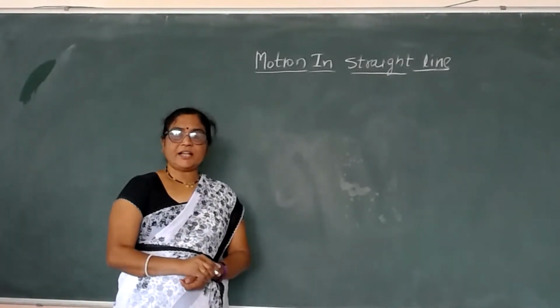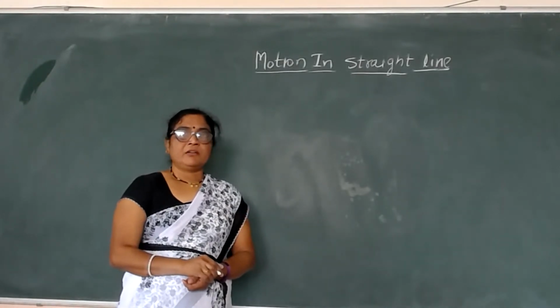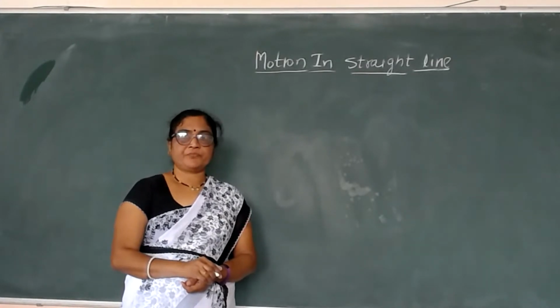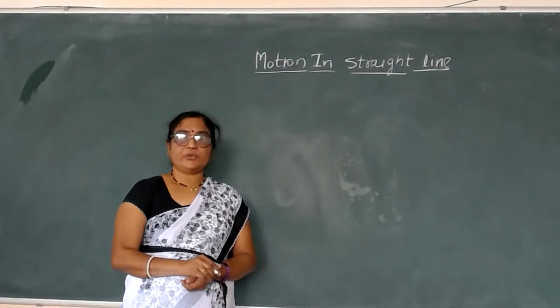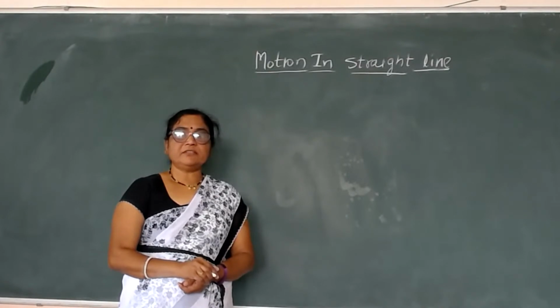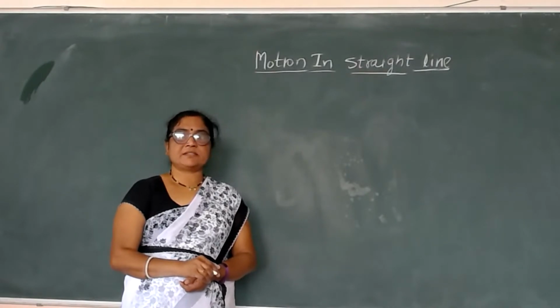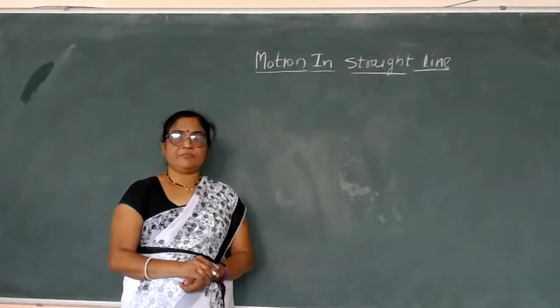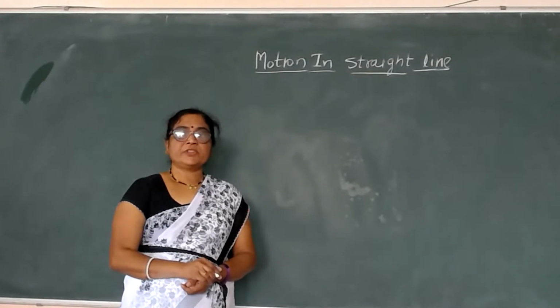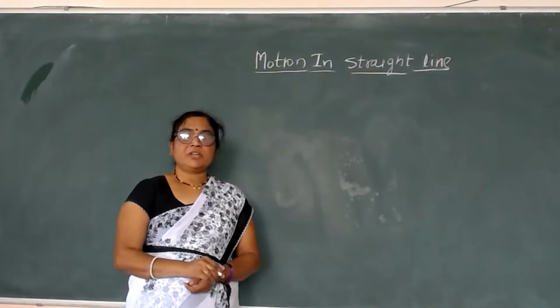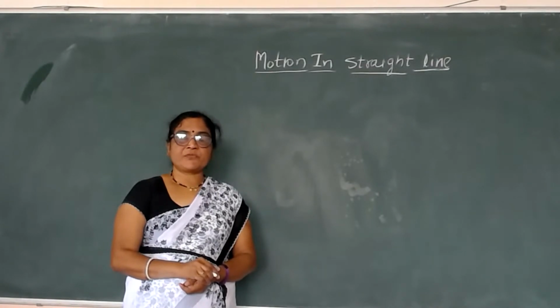Hello students, in the last class we studied the equations of motion in the chapter motion in a straight line. Those are v = u + at, s = ut + half at square, and the third equation is v square = u square + 2as, derived using the graphical method. Today we study the distance traveled by a body in the nth second. This formula is related to numericals.